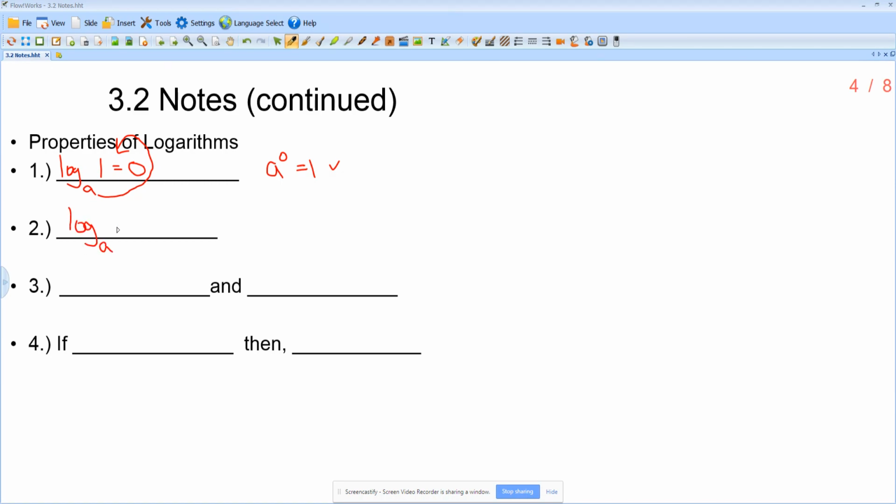Log base a of a. So thinking about this circular motion, you're saying a to some power gives me a. Well, the power is the answer to a logarithm. So a to what power gives me a? That would be the first power. So if I have log base something of the same thing, I get 1.